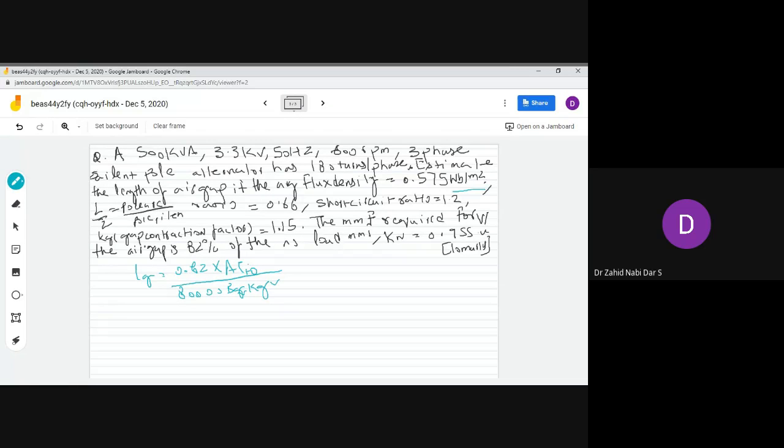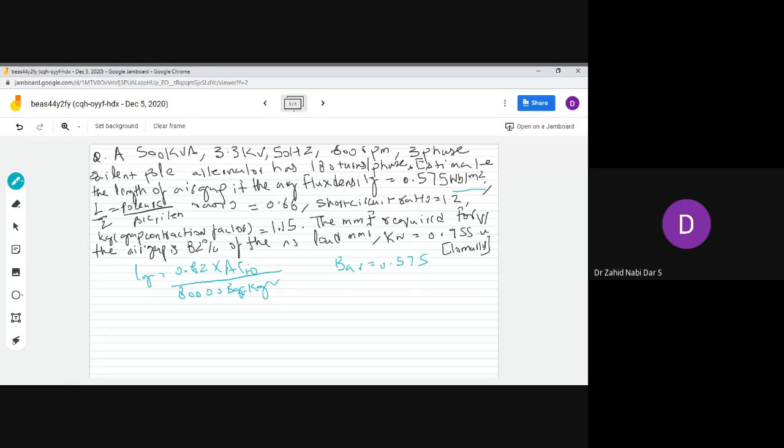So how much is the Bg value? The given value, the estimated length of average flux density, is 0.575, and Kg, the gap contraction factor, is given. But this is not the Bg value. This is the Bav value, equal to 0.575. We want the Bg value. So how do we calculate the Bg value?